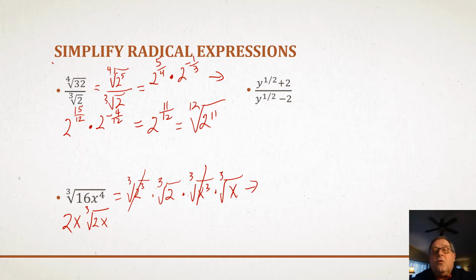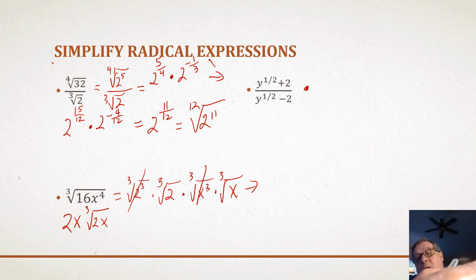Now, lastly, the third one. I've got y to the 1/2, which is the square root of y, plus 2, over y to the 1/2 minus 2. And I could make those square roots. In fact, I might do that myself, just because I might see that a little bit easier since it's just simply a square root. But I'm going to leave it as it is. But what I do need to do is multiply this thing by the conjugate of the denominator.